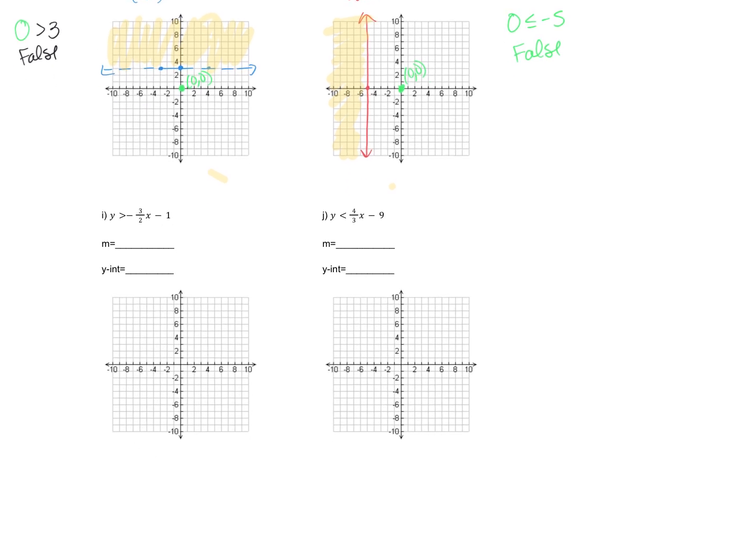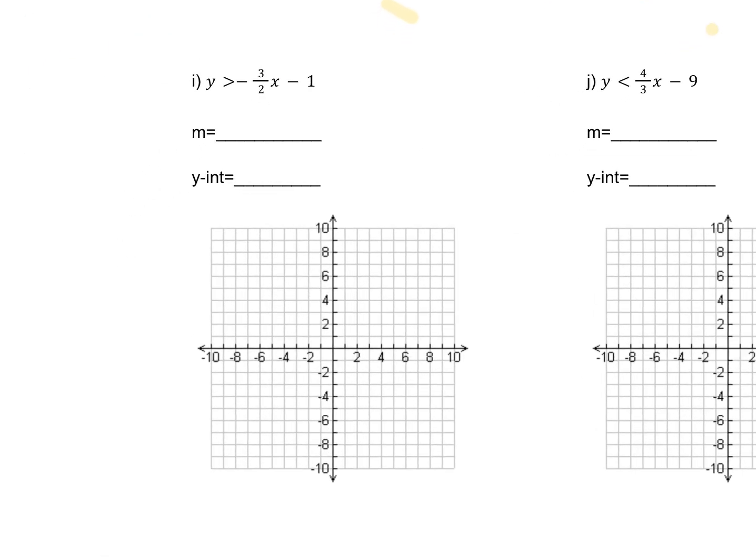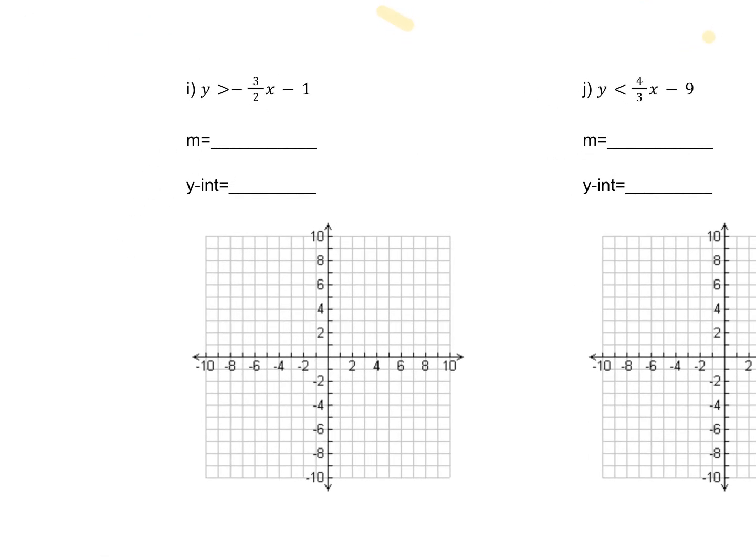Let's do one more. Let's do this one, and this will be our last one. So we have our slope is -3/2, right? And our y-intercept is at 0, -1. So start at 0, -1. And it's a dashed line. So down 3, right 2, down 3, right 2, down 3, right 2. Okay, so it's going to be a dashed line.